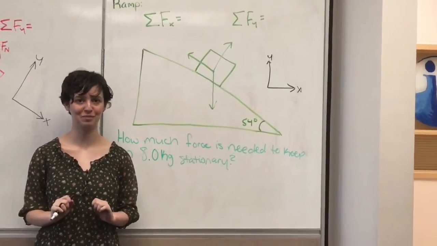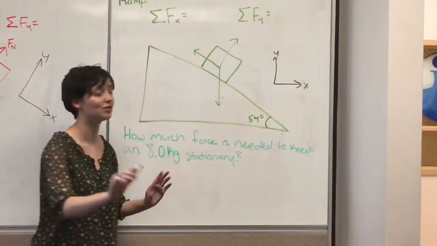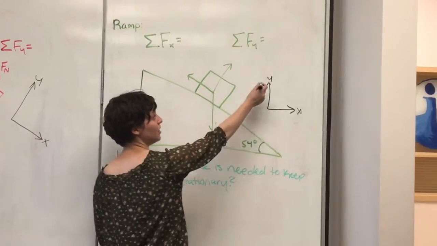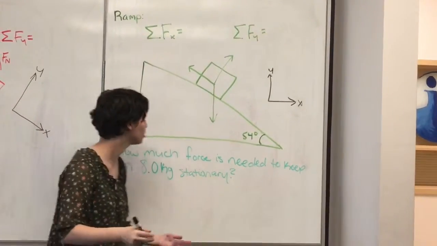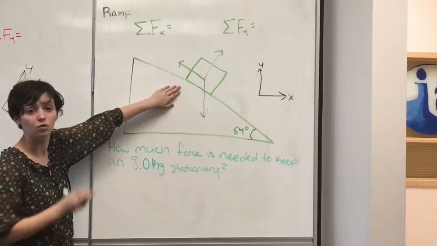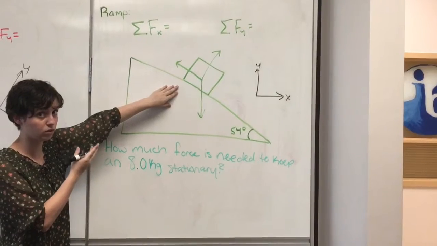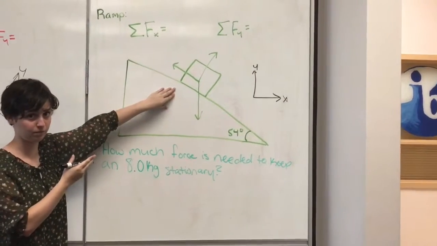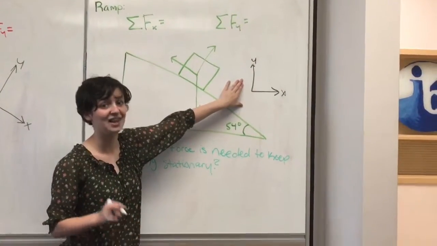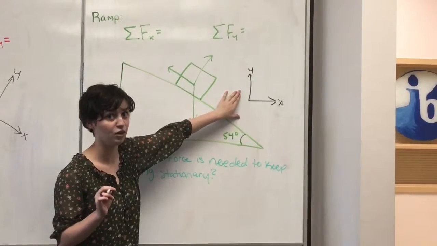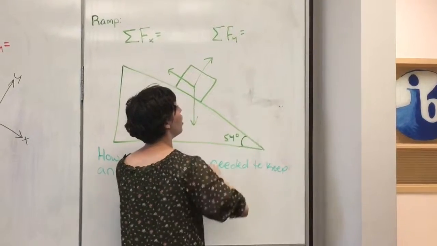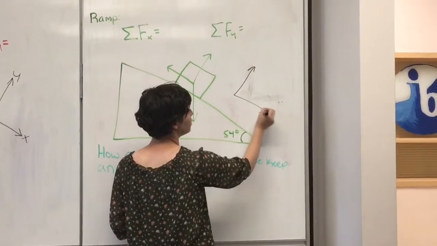The best way to learn about ramps is to do a problem for yourself. So the first step is always to identify whether you need to use the x or y axis or both. So our question here is, how much force is needed to keep this 8.0 kilogram block stationary? So as you can see, if we keep our x and y like this, it would be a very difficult problem to solve. So rather than keep it like this, we are going to turn it into this.